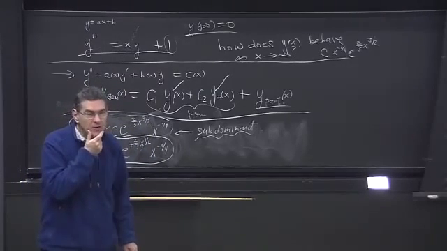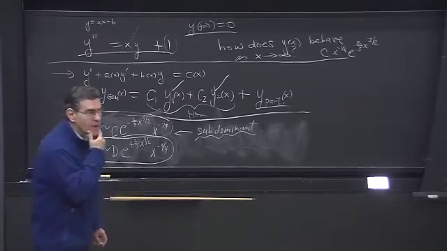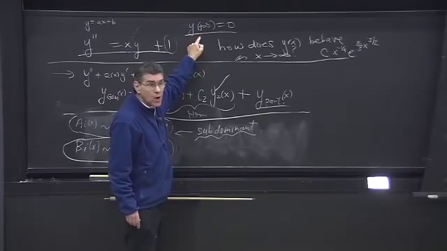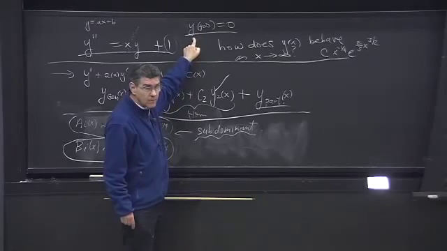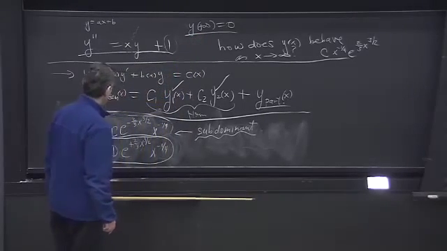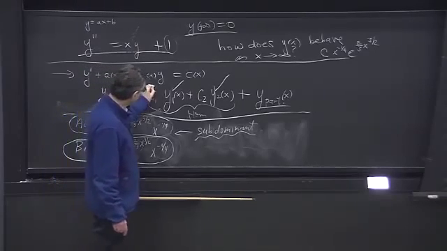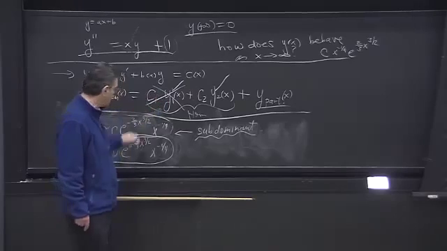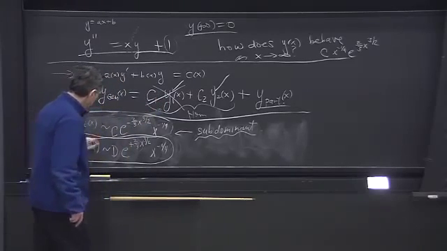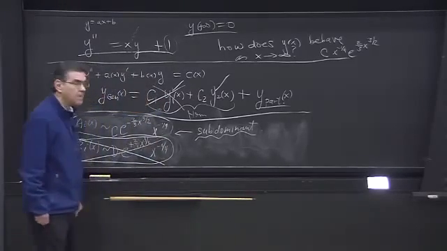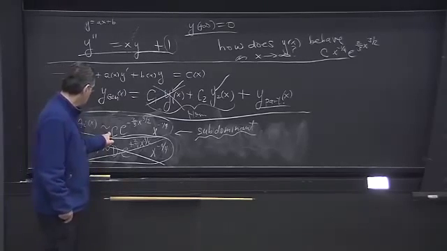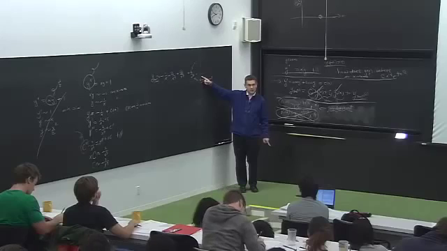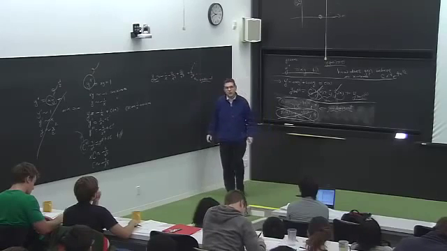Now, what do you say to the guy? If he says y of infinity is 0, he gives you one piece of information, then you know that, in general, the growing solution can't be there. One of these homogeneous solutions can't be there, so there is no BI present. There could only be an arbitrary amount of AI plus this particular solution. What do you say to the guy?